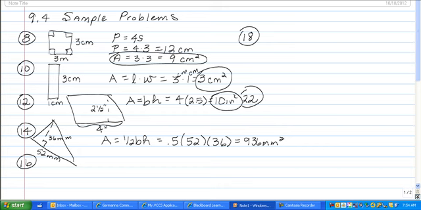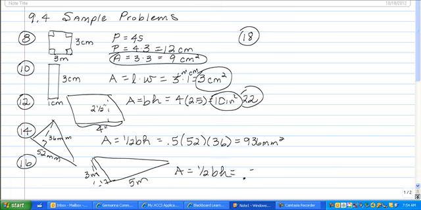Okay, 16, we have another triangle. And our base is 5 meters. Our height is 3 meters. So again, area would be 1/2 base times height. So 0.5 times 5 times 3, or times 3 times 5, which would be 7.5 square meters. Meters in this case.